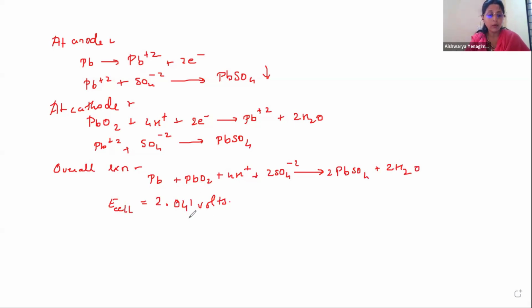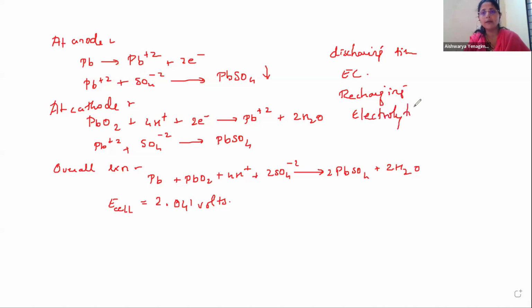When you charge, when a potential slightly greater than the potential of the battery is applied, the battery gets recharged. During recharging of the cell, what is happening? It is operated like an electrolytic cell. During discharging time, this is the discharging reaction, and it is operating as an electrochemical cell. During recharging time it is operating as an electrolytic cell. So look at the beauty of this cell. This should be known.